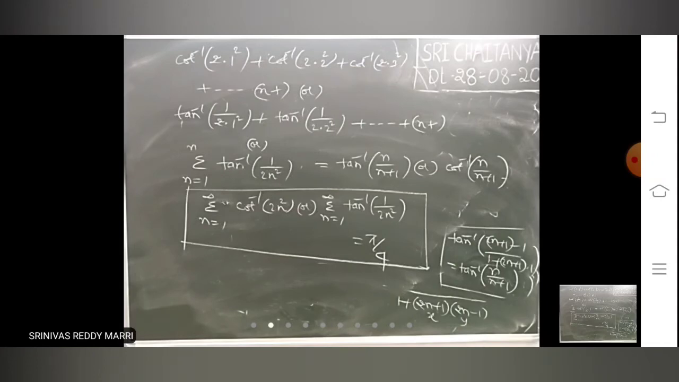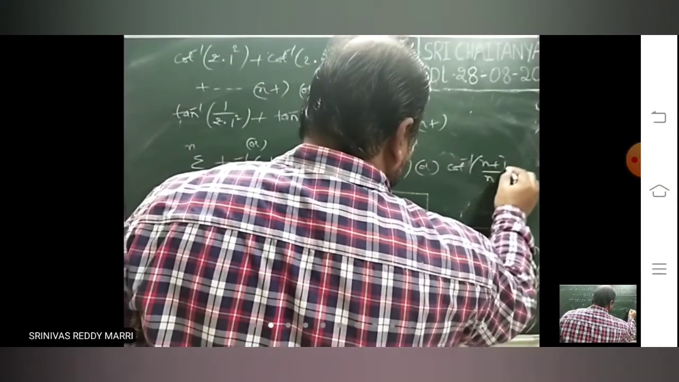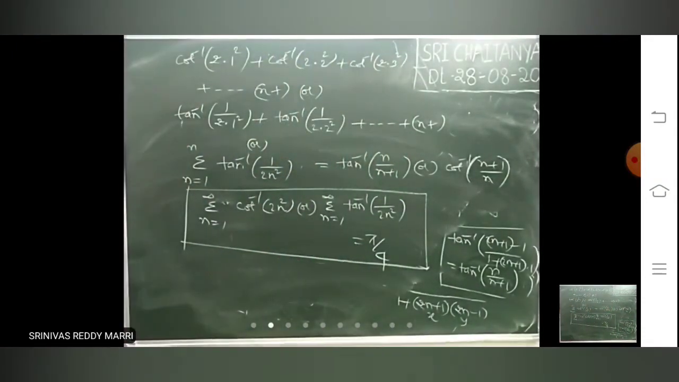What is your doubt, Vikyat? Vikyat, what is your doubt? N plus 1. Okay now? N plus 1.